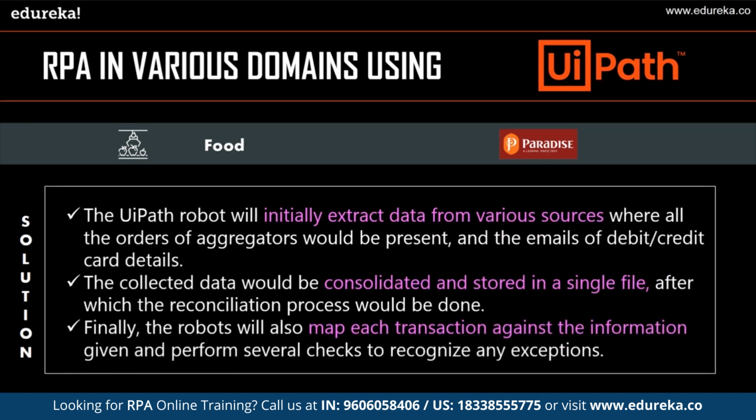The UiPath robot will initially extract data from various sources such as the ERP system, dashboards on aggregator platforms, a third-party tool where all the orders of aggregators would be present, and the emails of debit and credit card details. After that, the collected data would be consolidated and stored in a single file, after which the reconciliation process will be done. Finally, the robots will also map each transaction against the information given and perform several checks to recognize any exceptions. So that's how, guys, the automation was developed.